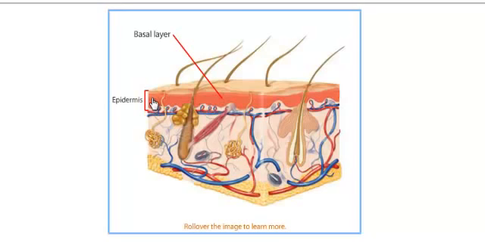Now the first main function of the skin, including the epidermis, is to keep moisture inside of the body. If we didn't have a layer of skin on our body, what would happen is the water inside of our cells would evaporate and our cells would dry out. And this would be no good because cells need water for chemical reactions to occur.